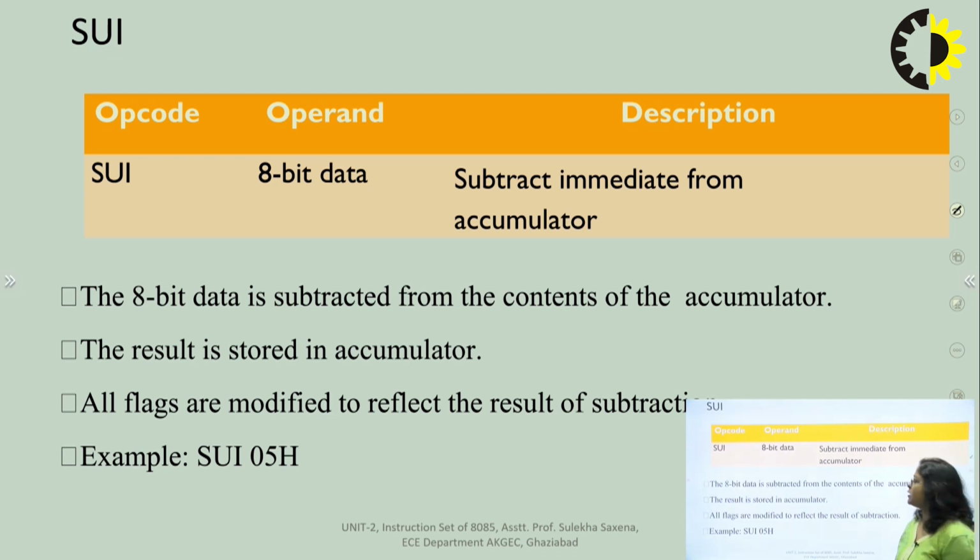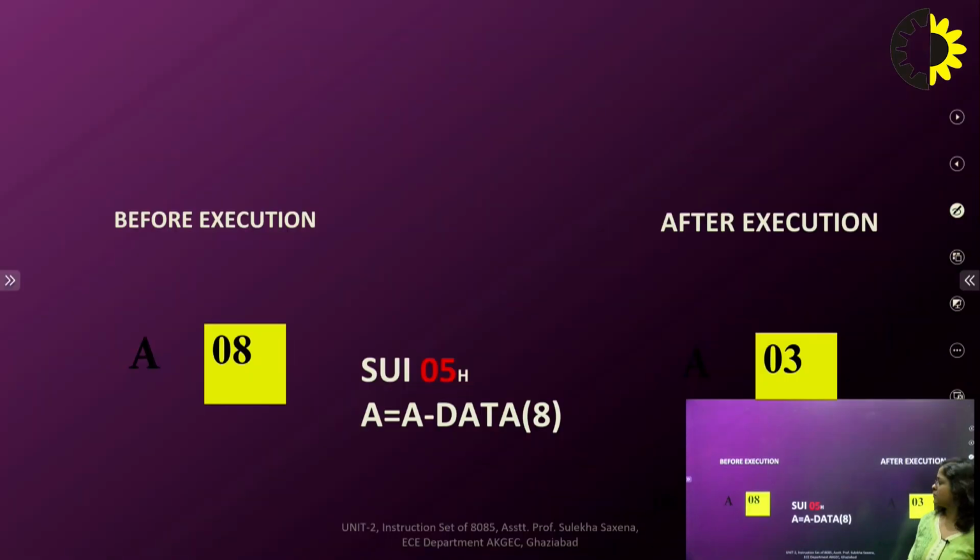Now with immediate data, that is SUI, subtract immediate data from accumulator. So this instruction will subtract the 8-bit data specified in the instruction from accumulator and save the result to accumulator. Let accumulator contain 08 and the 8-bit data specified is 05. So the instruction will perform 8 minus 5, that is 03, which will be stored in accumulator.